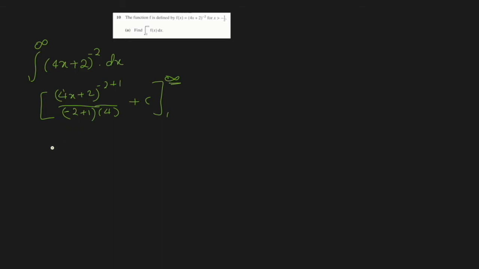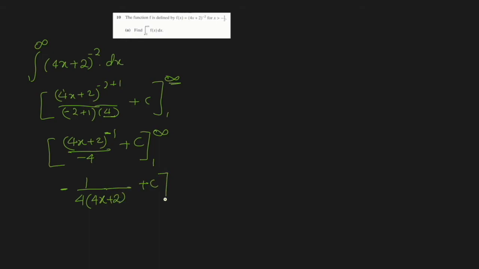Let's simplify this one first. So it will be (4x plus 2) to the power minus 1 over 4 times negative 1, which is negative 4, plus c from 1 till infinity. Okay, now this is negative 1 power, let's make it positive. So I'll take minus 1 over 4x plus 2. This is what we can write, plus c from 1 to infinity.